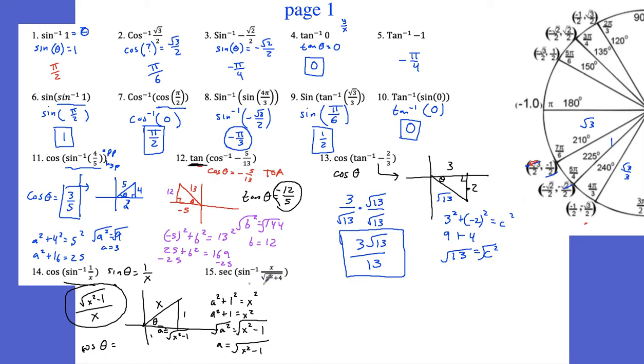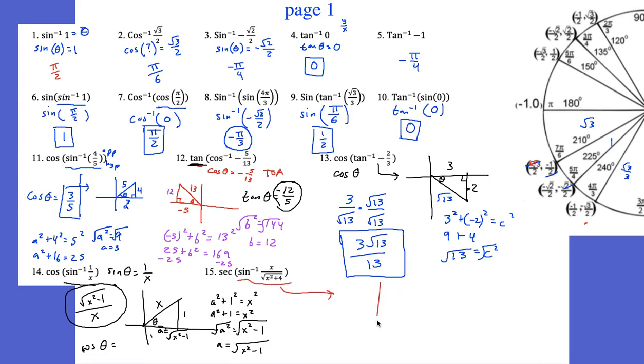Okay, last one on this page. We have secant of inverse sine of x over square root of x squared plus 4. So it looks a little scary, but it actually ends up being pretty simple once you get into the nitty-gritty of the calculations. So again, we treat this as instructions to draw a triangle.